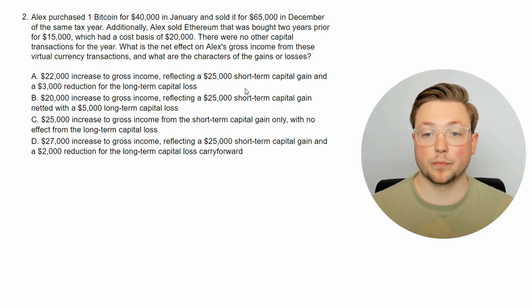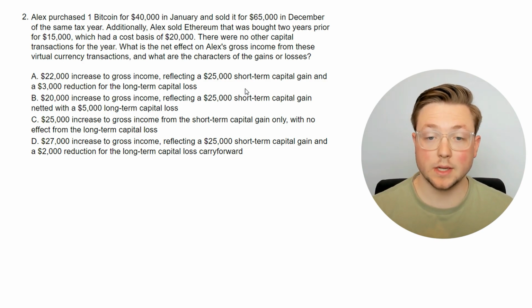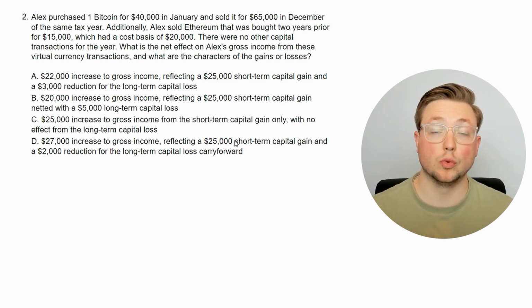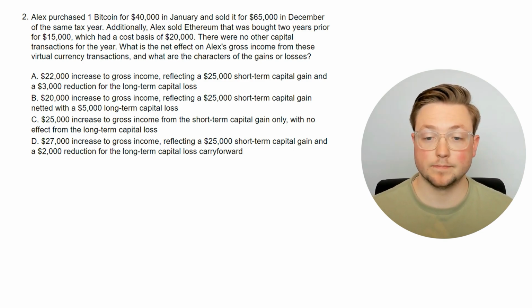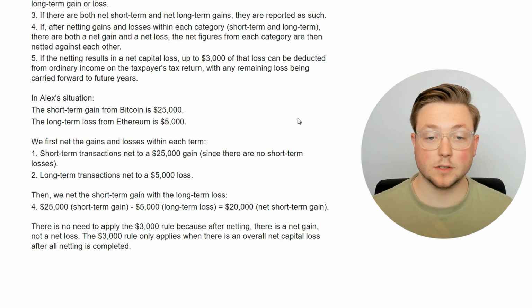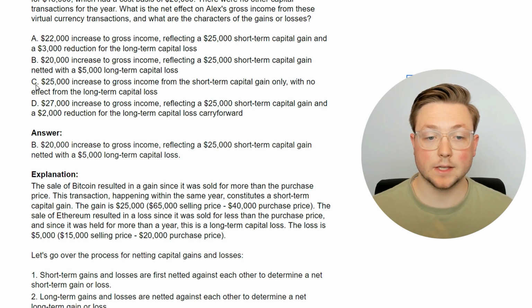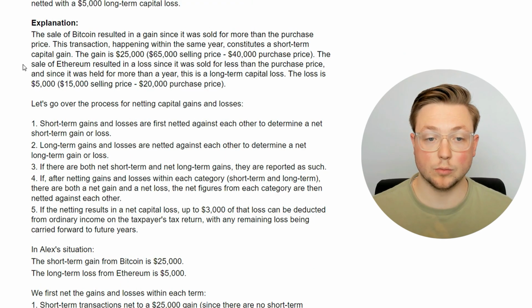All right, so pretty similar. See if you can figure out what the short-term or long-term gains or losses would be, and then come back and we will look at the answer to learn a bit more about some of the rules with capital losses and capital gains. All right, let's go ahead and look at the answer. So there's a long explanation, so looks like we have a lot to learn here. First off, the answer is $20,000 increase to gross income, and there's a $25,000 short-term capital gain and a $5,000 long-term capital loss. So let's learn more about this.